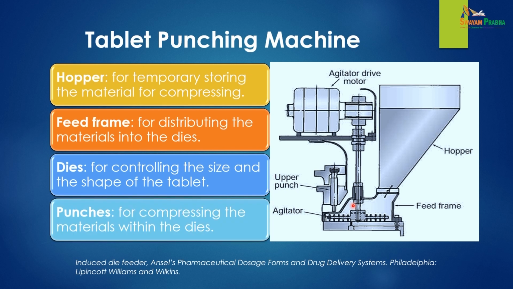And then punches, upper punch and lower punch. Punches are used for compressing the material within the dies. The dies are like this, and punches are the force providing tools actually, and they compress the material into the dies. So hopper, the conical shape part, then feed frame, dies, and then punches. These are the four major components of a tablet punching machine.